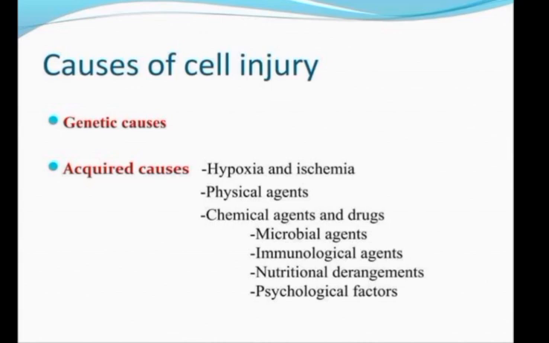Thalassemia means a reduced production of hemoglobin. Hemoglobin is the major compound which carries the oxygen throughout the organs. But in thalassemia, hemoglobin production will be less, so the oxygen carrying capacity of the RBC is also reduced, so cells get injured. Next one, acquired causes.